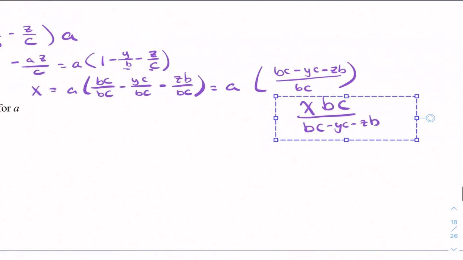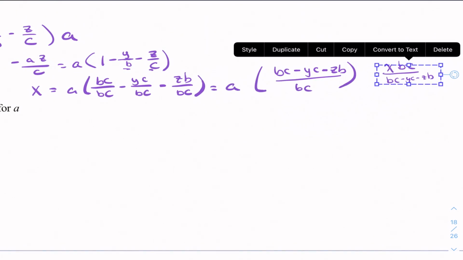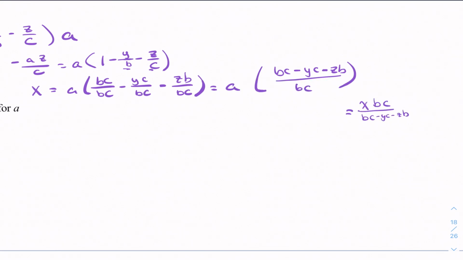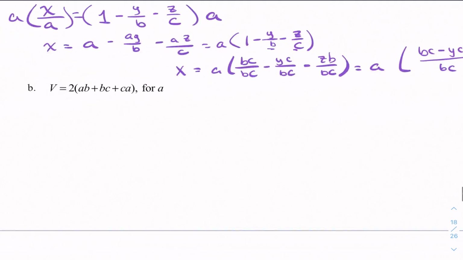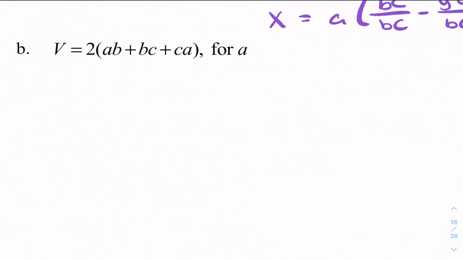This is the type of work that it just takes a little practice. You've probably done this in a couple of your science classes where you're solving for a particular variable. I always think of PV equals nRT, but it's just isolating a variable. So again, solve for A.